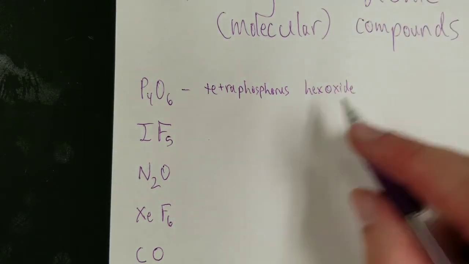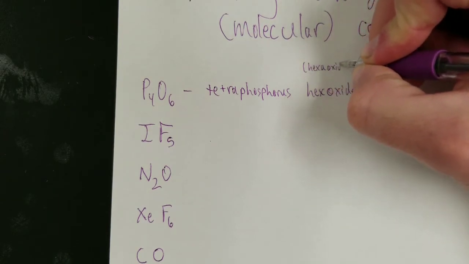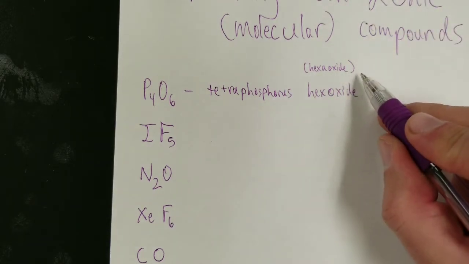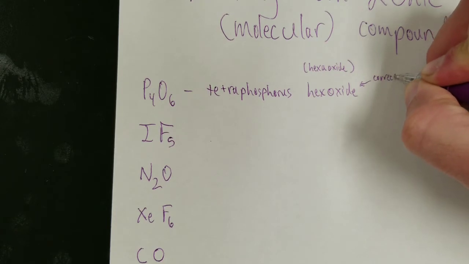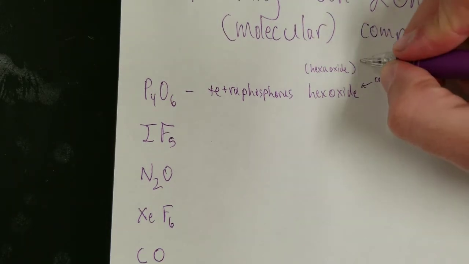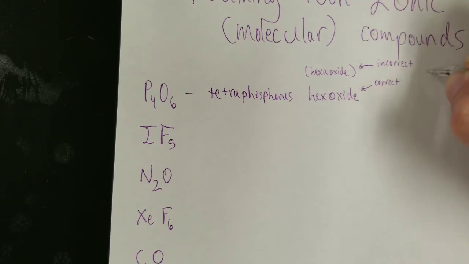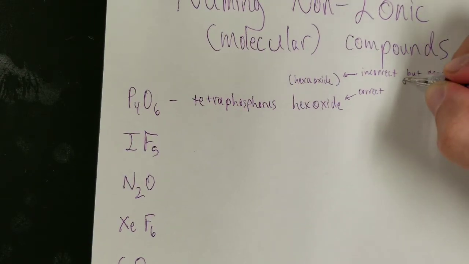Now, hexa is the root word. If you said hexaoxide, that's technically incorrect but acceptable. This is the technically correct version of it. I'll even make that little note here. Incorrect but accepted on the test.